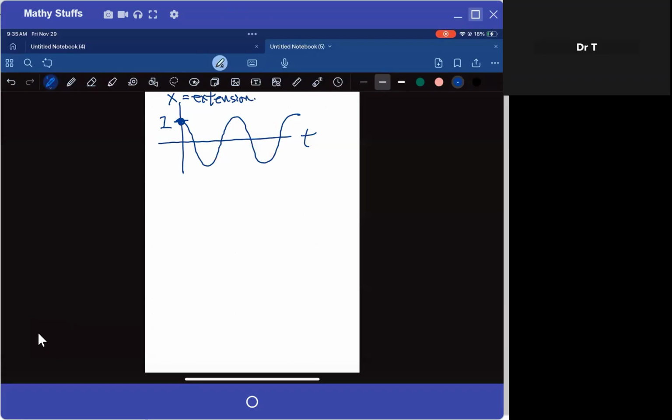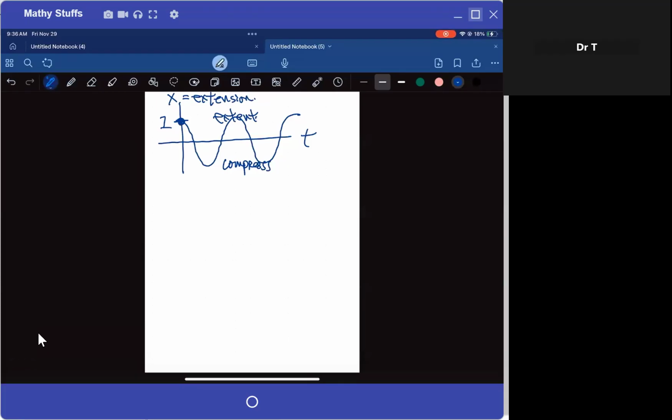Extension. So remember that negative down here, this is the compression. This is the extension up here. And that t-axis is equilibrium. We continue to do that. There's no damping. The system just oscillates forever.